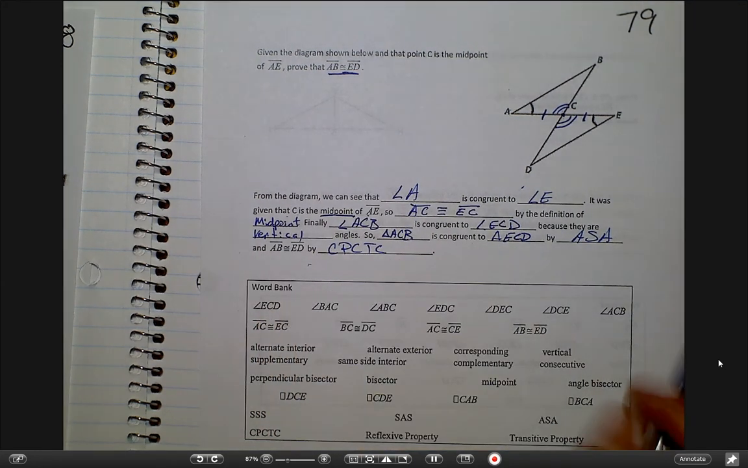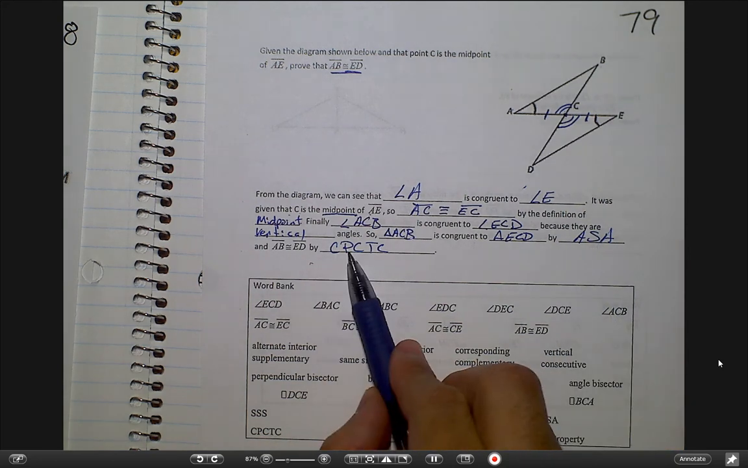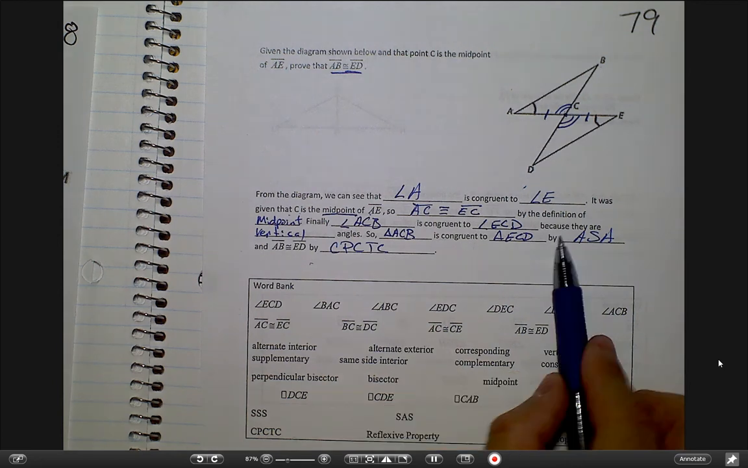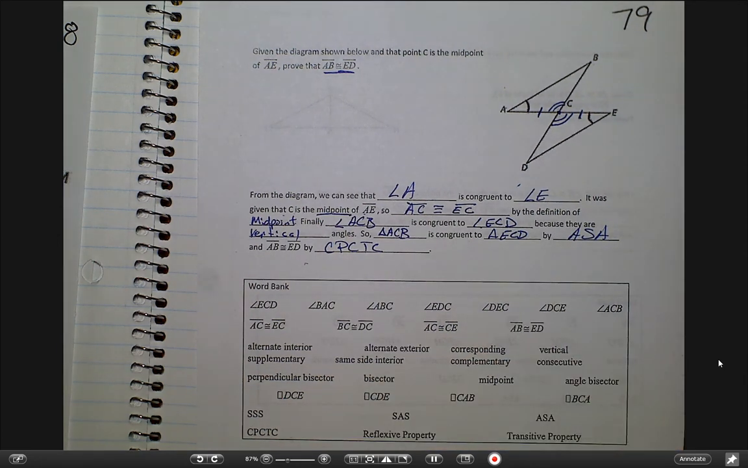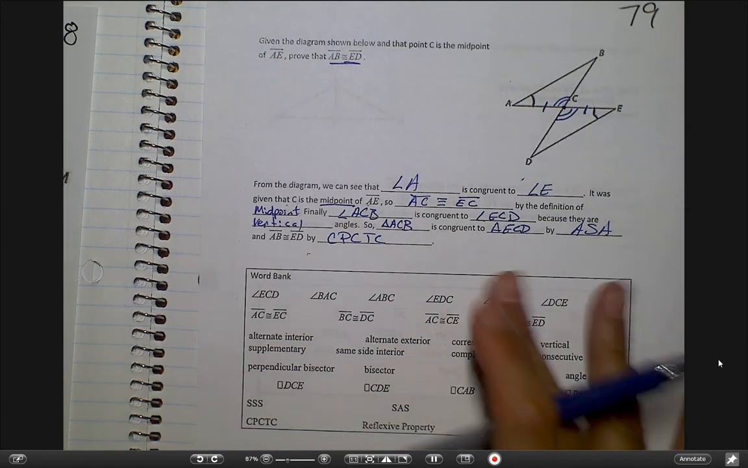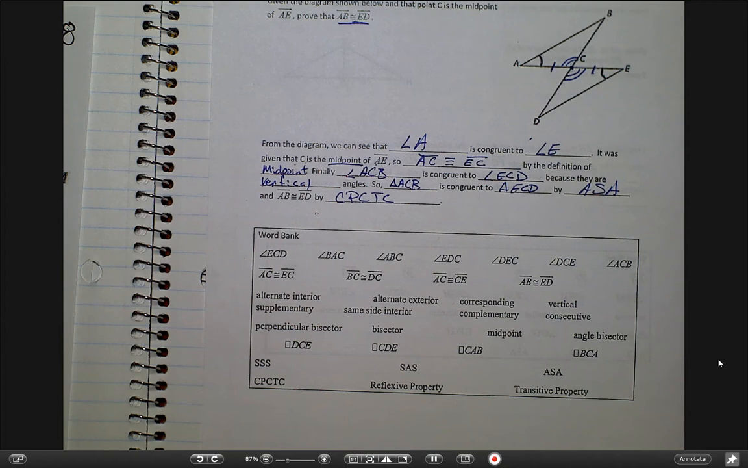Very good. Because we proved that the triangles are congruent already, afterwards that means all the corresponding parts are congruent. So after I prove the triangles are congruent, I can prove any corresponding parts are congruent after that. Okay, so I had a word bank for all this.